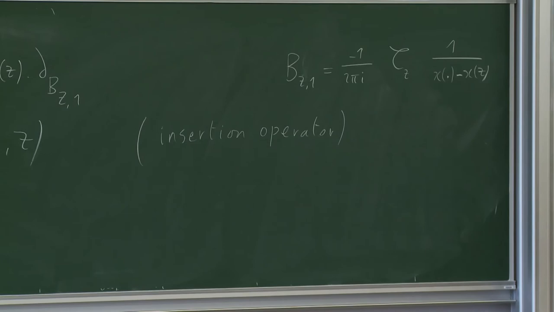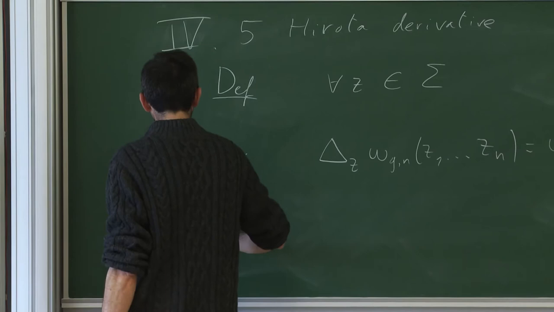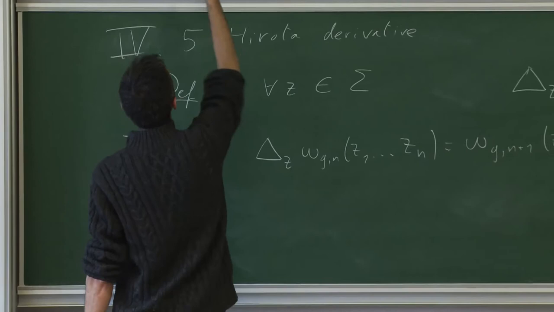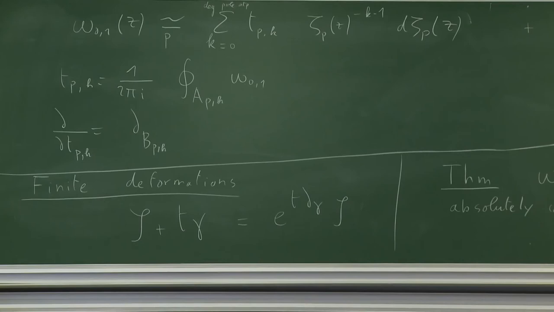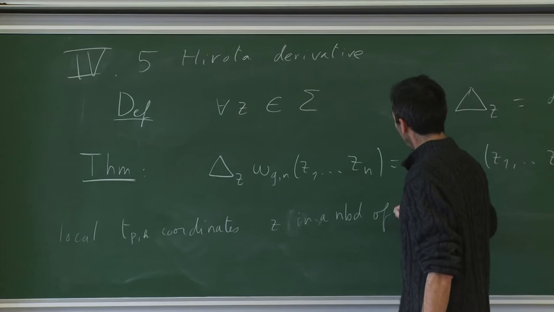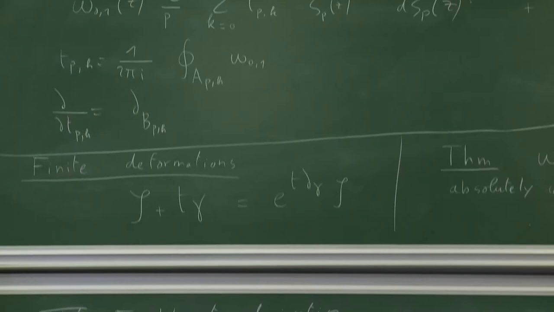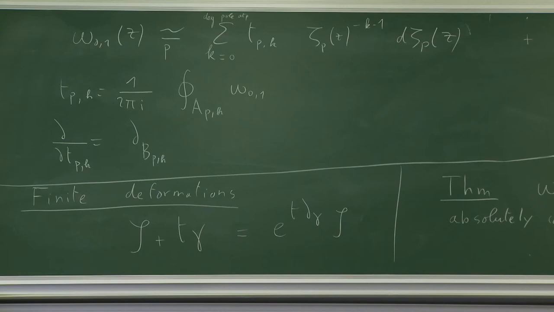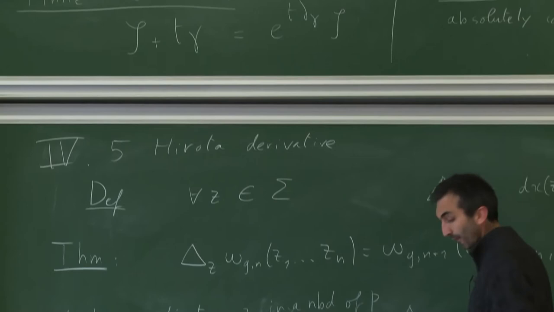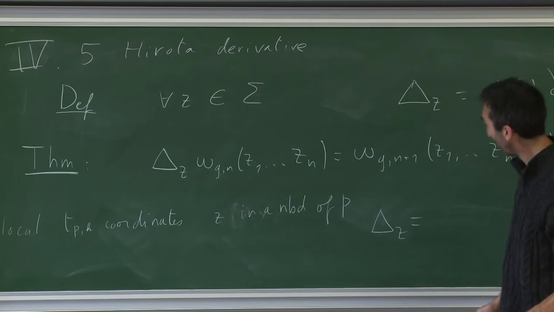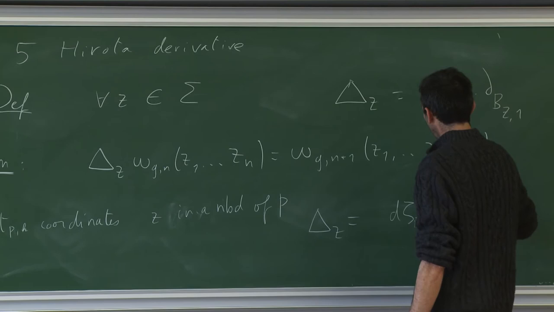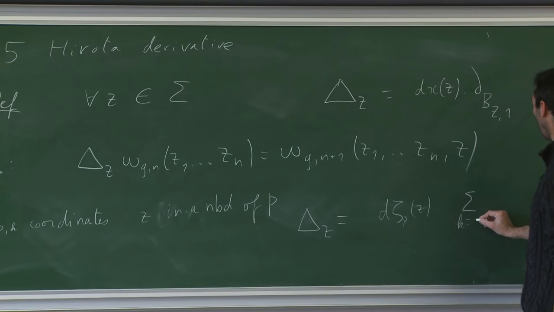Another thing that's interesting is when you go to local coordinates. So in the t p k coordinates, choose z very close, in a neighborhood of your point p, the same way it was written above, where the t p k are the coefficients of the Laurent expansion. Then delta z is the following operator. Let me get it right. So I think it will be d zeta p of z, sum from k equals probably 0 to infinity or 1 to infinity.